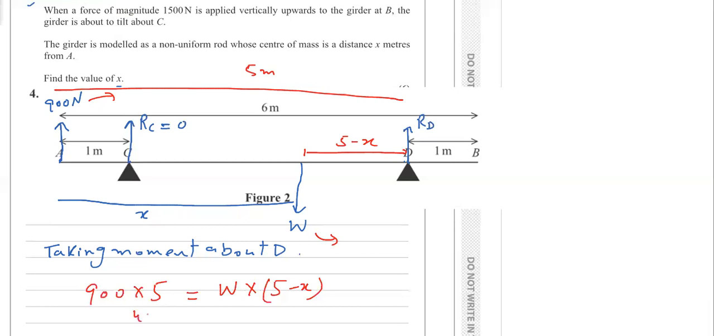So 4500 is equal to W into 5 minus X. Let's say this is equation number 1.